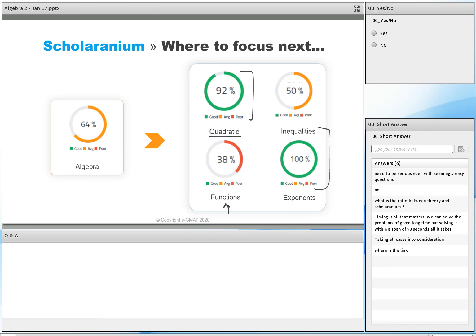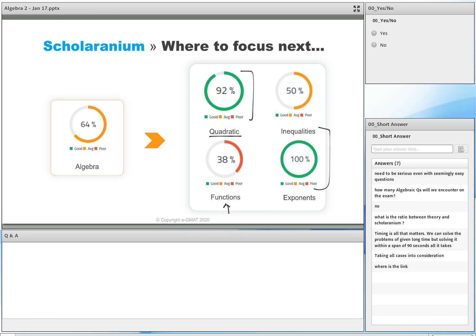What is the ratio between theory and scholarinium? What I would say is a 40-60 ratio, to be very honest. You need to learn the concepts using 40% of the time you invest, then 60% of the time needs to go to practice. This might change based on your performance in scholarinium as well, right?